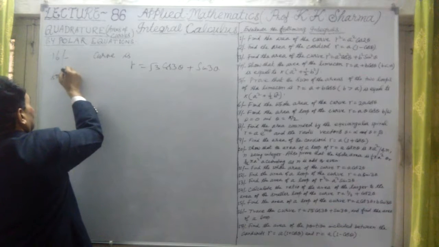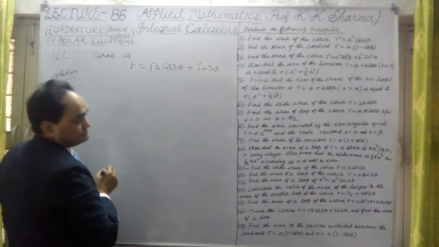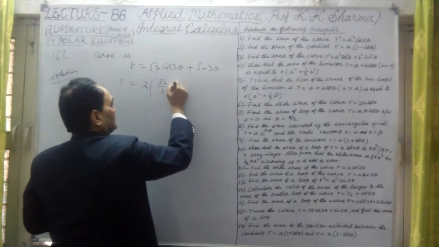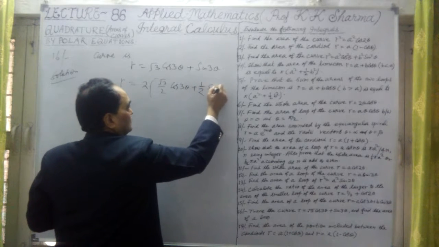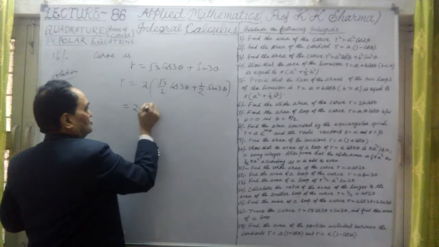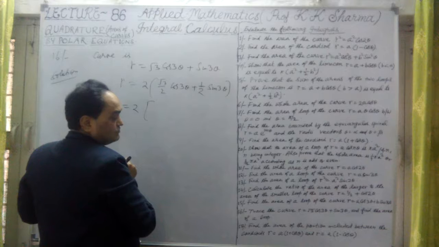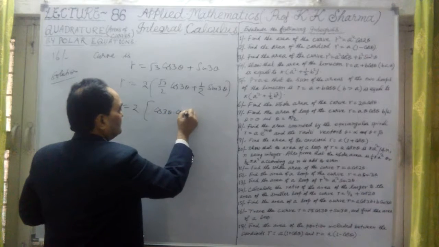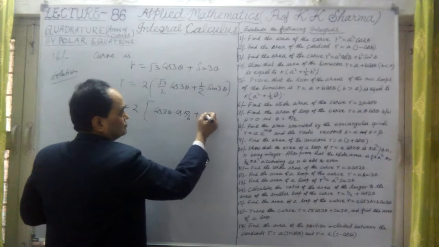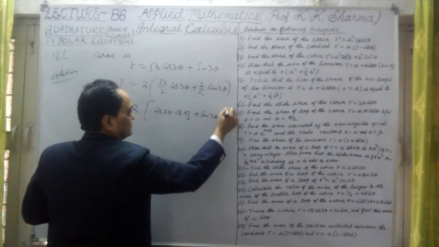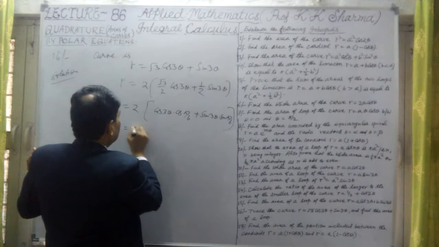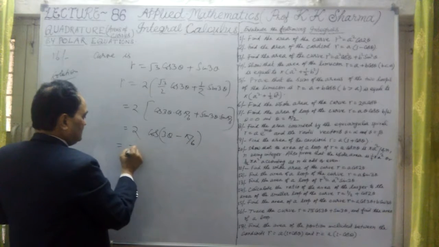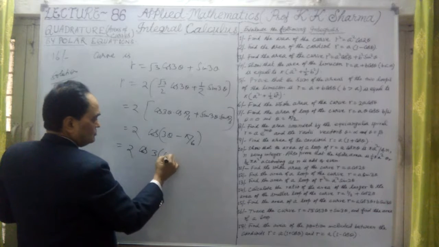So, solution. We have to trace this also. If I multiply by 2 and divide by 2, no problem: 2 into (root 3 by 2 cos 3 theta plus 1 by 2 sine 3 theta). Root 3 by 2 is cos 30 degree, which is cos pi by 6, and 1 by 2 is sine 30 degree, sine pi by 6. Using cos B cos A plus sine A sine B, this is equal to 2 cos (3 theta minus pi by 6). Simple. Or if I take 3 common, it is 2 cos 3 (theta minus pi by 18).